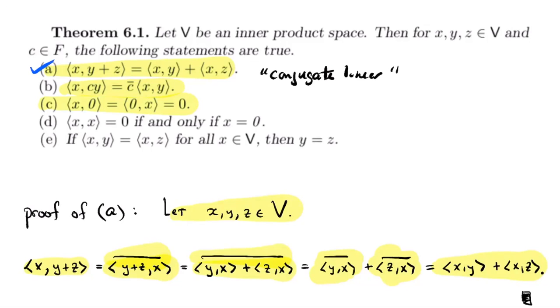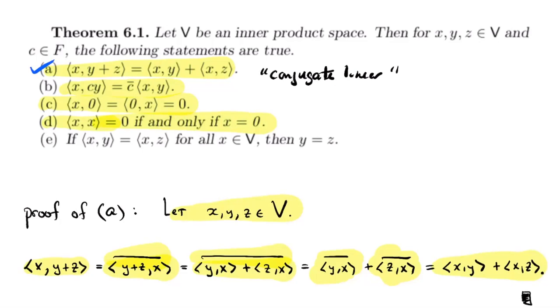Okay. Third property, I'm not going to include the proof of here, is that the inner product of anything with the zero vector is always zero. We said that the inner product of a non-zero vector with itself is always positive. If the inner product of a vector with itself is zero, the only way that can happen is if the vector is zero. Okay, it's a property. I'm not proving it here.